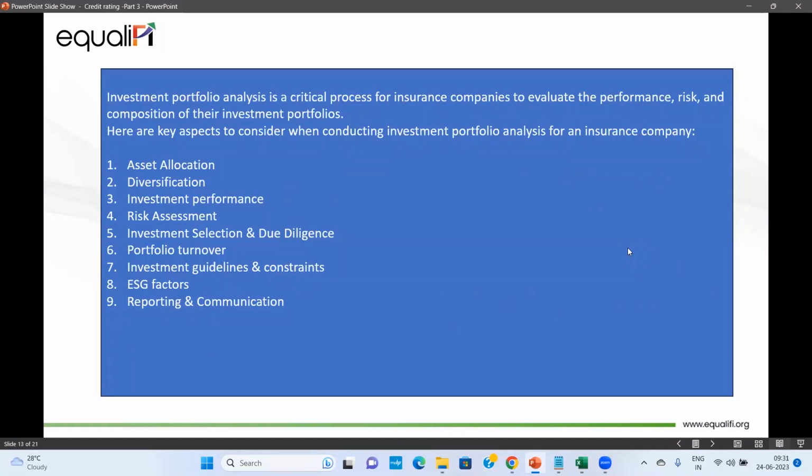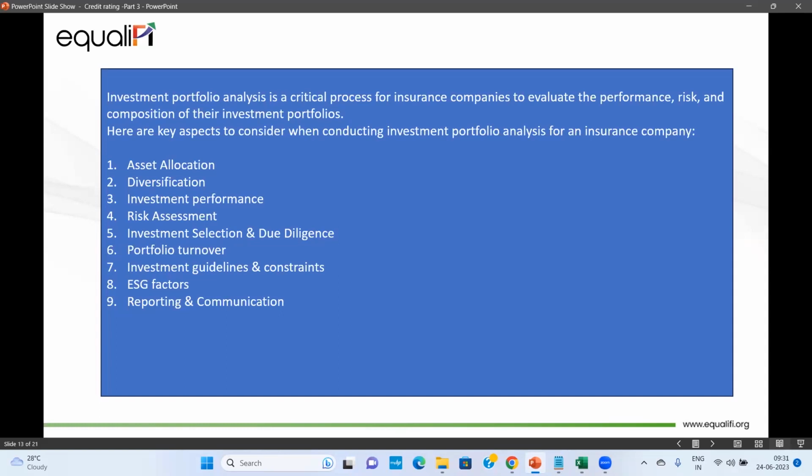So investment portfolio analysis is a critical process for insurance company to evaluate the performance, risk and composition of their investment portfolios. Here are the key aspects to consider when conducting portfolio analysis for an insurance company. One is asset allocation, diversification, investment performance. Asset allocation is how I have allocated the asset. So insurance company has X amount which they want to allocate into different investment instruments, and how much they have.